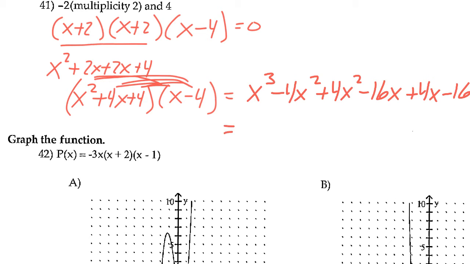Like terms all put together, x cubed minus 4x squared plus 4x squared would take the x squared terms out. And minus 16x plus 4x would be minus 12x minus 16.